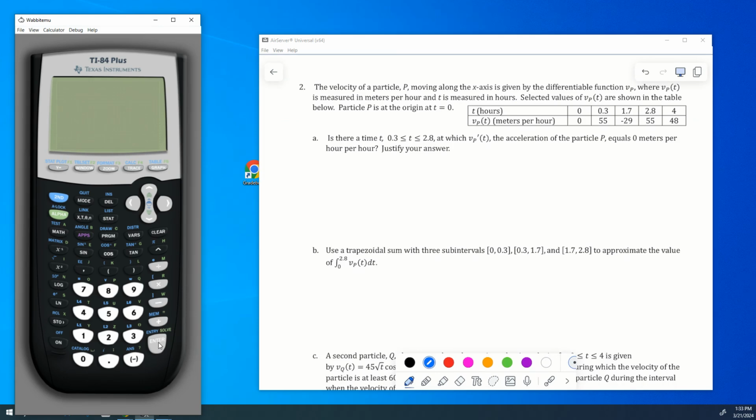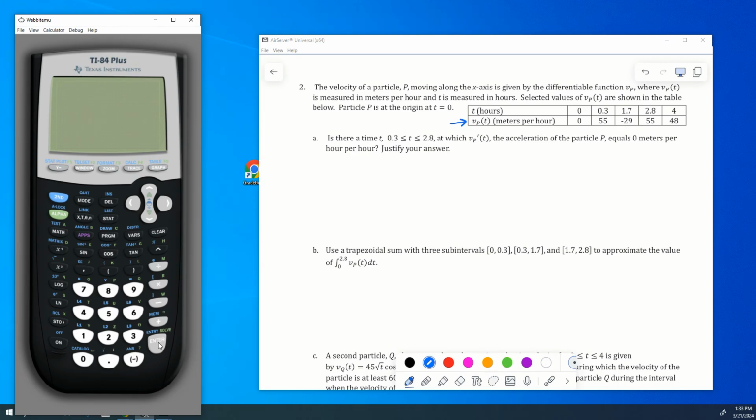Okay. Sweet friends, when it says, is there a time? What are we supposed to think of? Is there a time? Is there a time? Those are the existence theorems. Now, which one should we think of? They gave me information about v and asked me about the derivative. So which one is that? That is the mean value theorem.